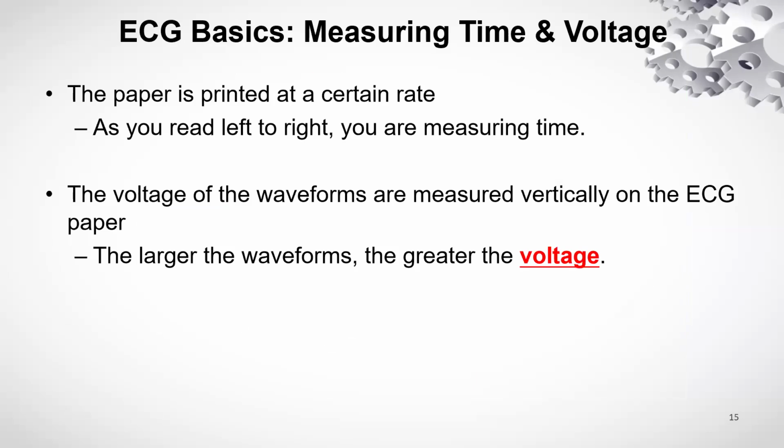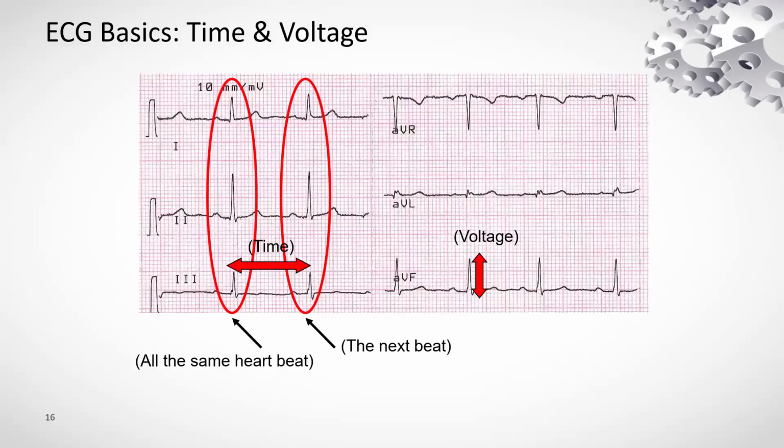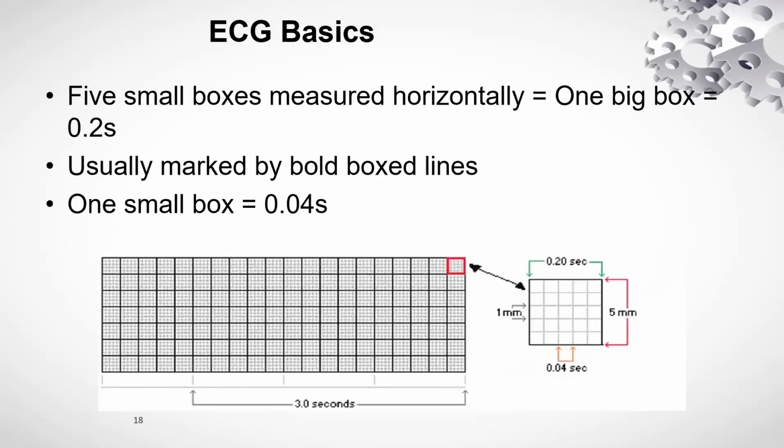Now, if you're looking at the ECG, you'll see that the paper is printed at a certain rate, like we mentioned, 25 millimeters per second. On the x-axis, you are measuring time, and the voltage of the waveforms is measured vertically on the y-axis. So the larger the waveforms you're seeing, the greater the electrical voltage of the heart. This is a basic ECG I was talking about: the x-axis shows you the time, and the y-axis the voltage. We're going to see some of this as we go on.